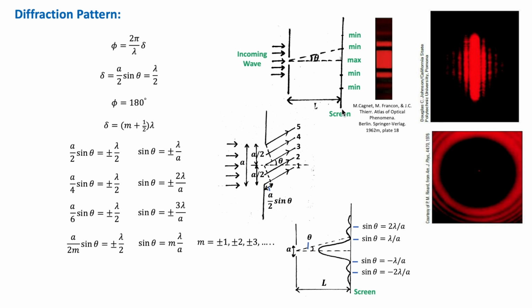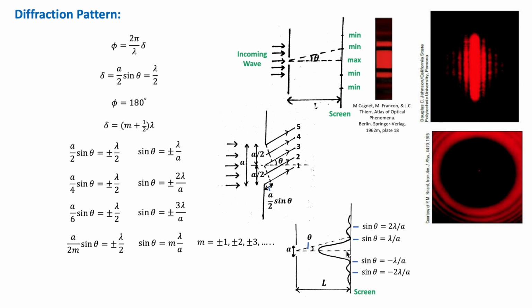So as you can see here, this is an image of a Fraunhofer diffraction pattern, and there is a bright fringe at the center at theta equal to 0, and on each side of it are alternating dark and bright fringes.